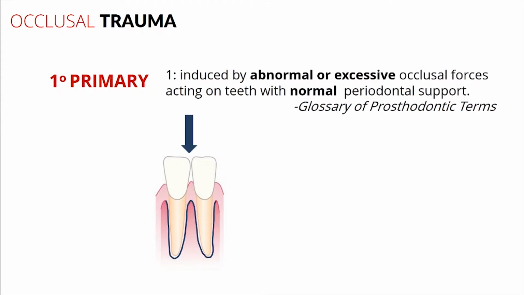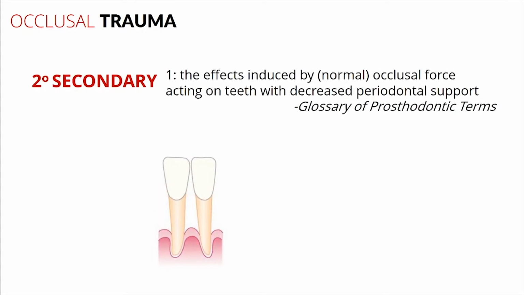And we're going to contrast that with secondary occlusal trauma. Okay, so secondary occlusal trauma is when the effects of occlusal force are acting on teeth with a decreased periodontal support. So going back to this tree analogy, this is as if you're digging up the dirt around a tree and you're minimizing the amount of root structure. Well, if you've dug up enough of the dirt around it, it doesn't take much force for you to start to move that tree.